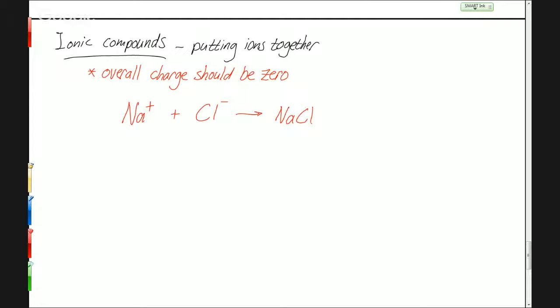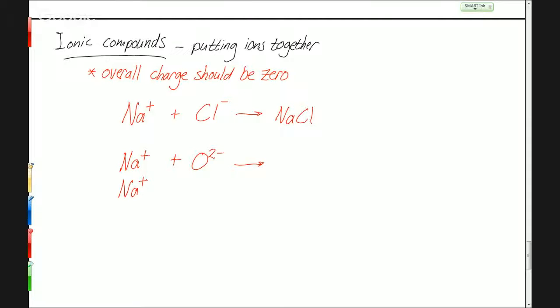But sometimes the charges don't match up. So let's say we have a sodium ion and an oxide ion, which is O2 minus. How are we going to make a compound whose overall charge is 0 if we have 1 plus and 2 minus? Add another plus. Yeah, add another plus. So we're going to need 2 of these to go with the 2 minus. 2 plus, 2 minus. Now the overall charge is 0.